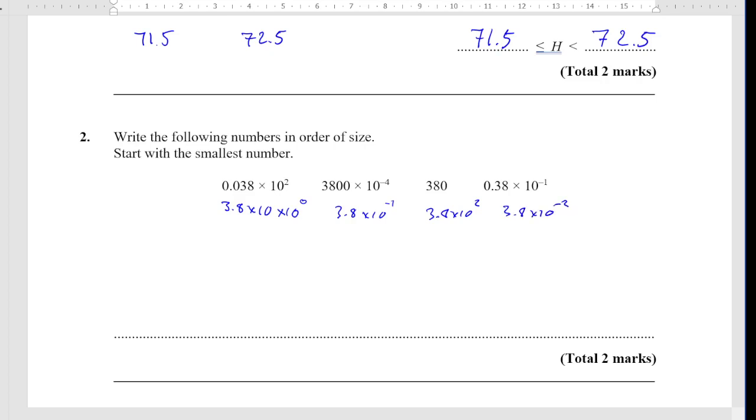So if I'm putting those in size order, then the smallest one there is going to be this one, which started out as this. So 0.38 times 10 to the minus 1. That's my smallest. My next smallest one is going to be this one here then. So 3,800 times 10 to the minus 4. We've then got my next smallest is going to be this one, which would be 0.038 times 10 to the 2. And then finally, we've got 380.